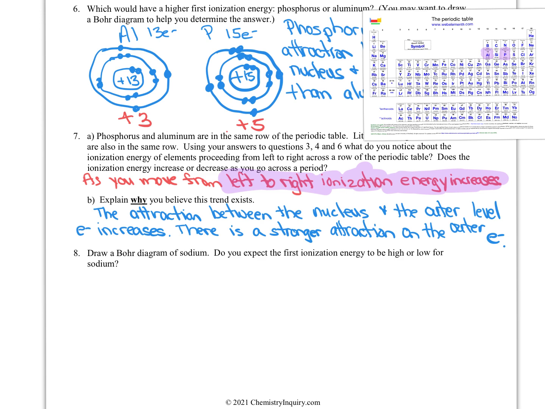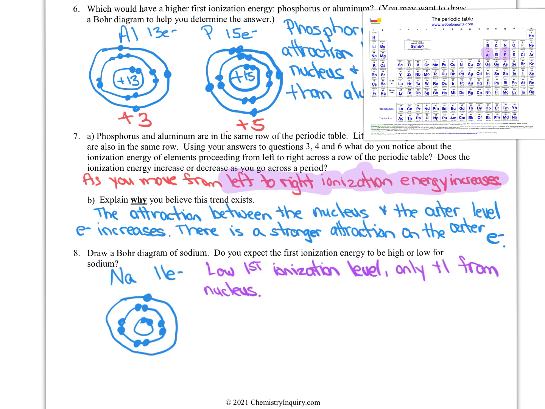Draw a Bohr diagram of sodium. Do you expect the first ionization energy to be high or low for sodium? So sodium has 11 electrons. I got that from the periodic table. So there's my Bohr diagram. So sodium has a low first ionization energy. It only feels a +1 from the nucleus. So it's pretty easy to take that electron that's out there. Now, if we were to try to get from the 8, that'd probably be a little harder than that one that's out there by itself.